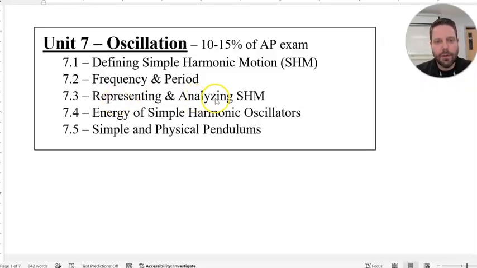We're going to look at how to represent and analyze simple harmonic motion energy for things that are moving back and forth, or simple harmonic oscillators, and we'll look at the simple and physical pendulums. So first thing we're going to look at is defining simple harmonic motion.